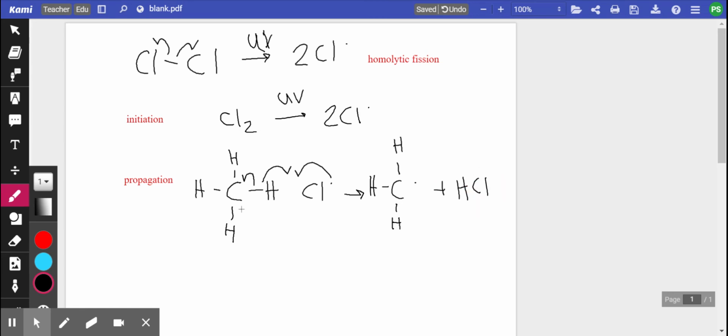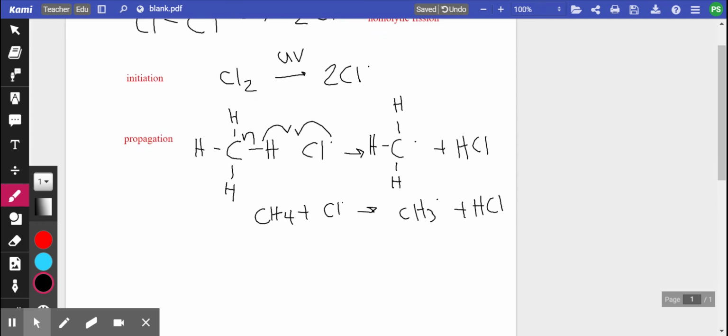And in an equation format, it would be CH4 plus Cl gives us CH3 dot for the radical plus HCl, of course. This is what you need to know for standard level. This is a propagation step. We have created more radicals.